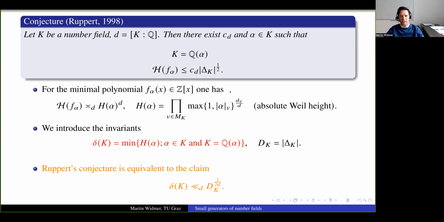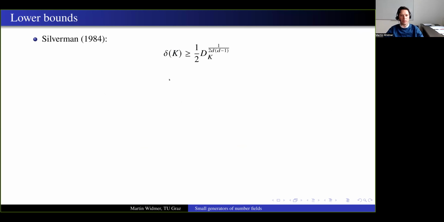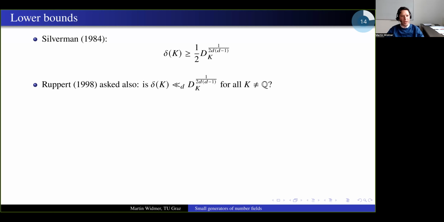Okay, so I've already mentioned it's not so clear whether this exponent 1 over 2d here is the right one. So what kind of lower bounds does one have for the smallest height of a generator? There's a classical result of Silverman, which tells us that delta K is always at least essentially D_K to the 1 over 2(d minus 1). And you see for d equals 2, this exponent coincides with the previous exponent from Ruppert's conjecture. Therefore, in the same paper, probably motivated by this observation, Ruppert has also asked a very strong version of the other question, namely, is it in fact true that the delta invariant is always bounded from above by D_K to the 1 over 2(d minus 1)?